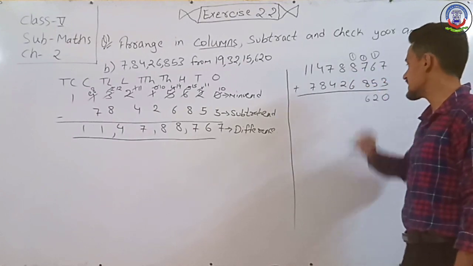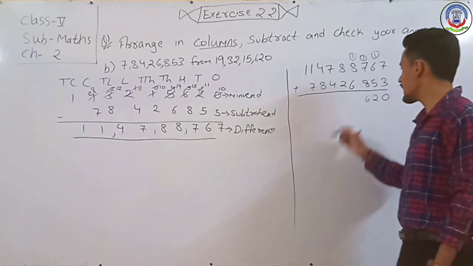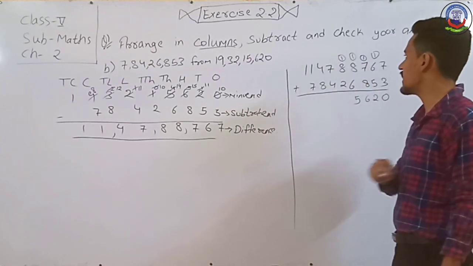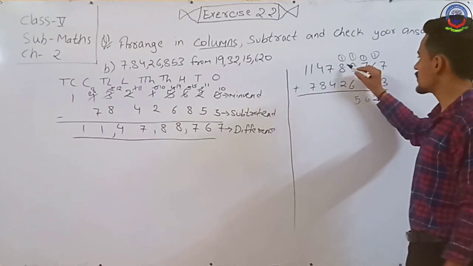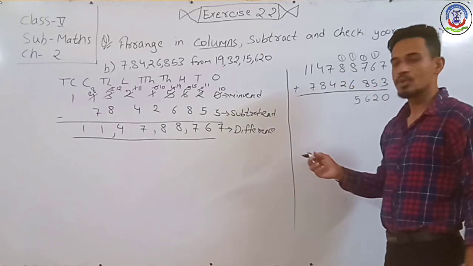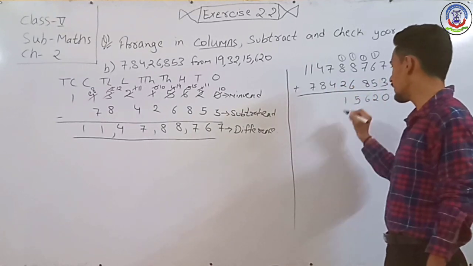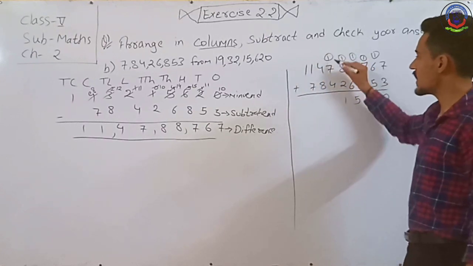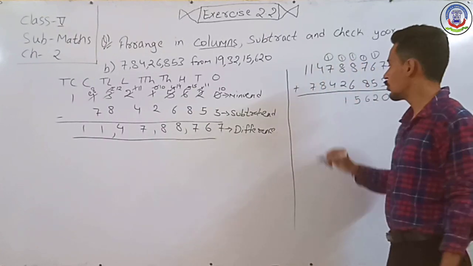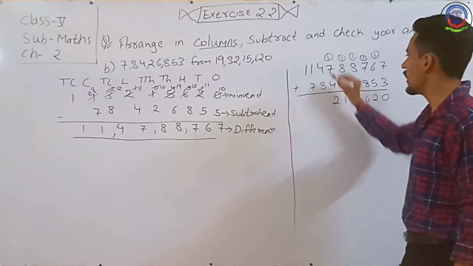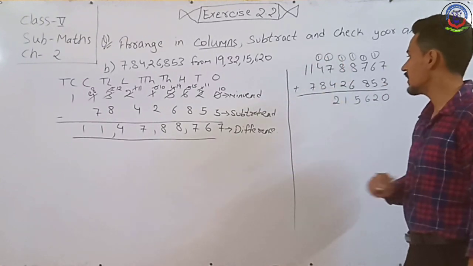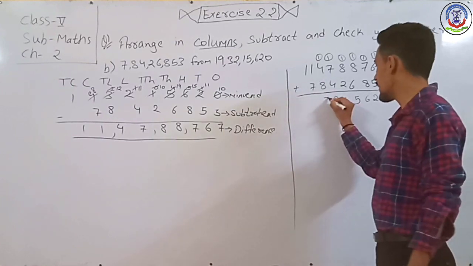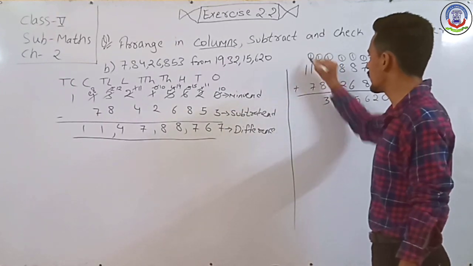Next we have 1, 8 and 6. So the addition of 1, 8 and 6 is 15. So we write 5 here and 1 goes to carry at another column. Next we have 1, 8, 2. So the addition of 1, 8, 2 is 11. We write 1 here and 1 goes to carry. Next 1, 7, 4. We have 12. So we write 2 here and 1 carry. Next we have 1, 4, 8. That is 13. So we write 3 here and 1 carry.